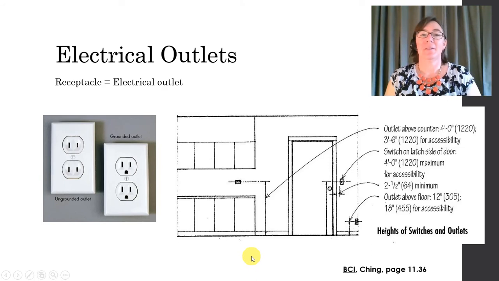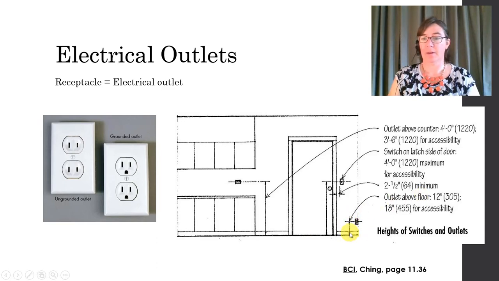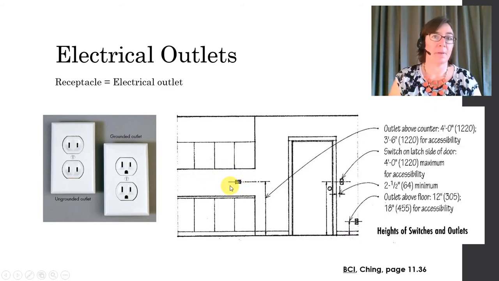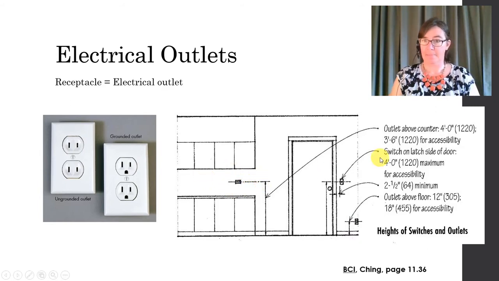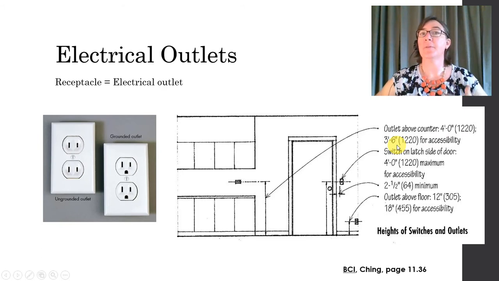So your electrical outlets are going to be placed on the wall of your home, and they're typically 12 inches on center above your floor. Okay, they could be placed at 15 or at 18. And the countertop outlets are really up to you. Roughly 4 feet is common, a little bit lower, 3 foot 6 inches for accessibility.